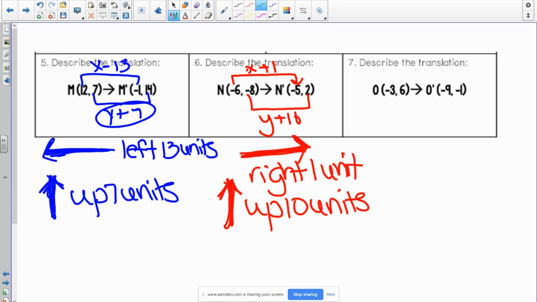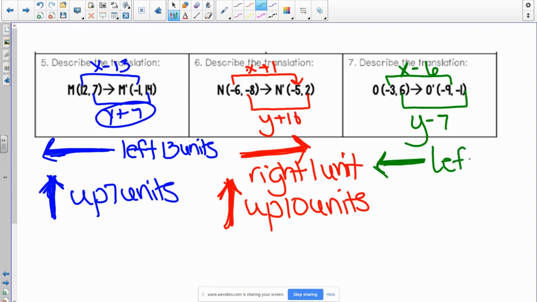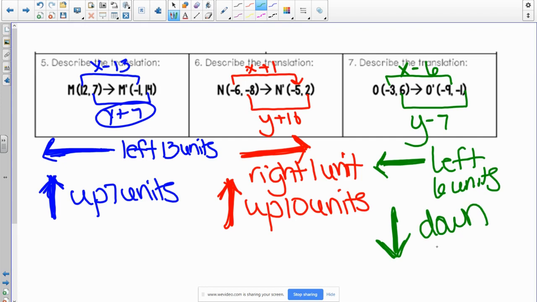And the last one of these, check it one more time, look at the x. If we're at 3, we go down to get to -9. So the x values are going down, which means subtraction, and that is by 6. The y values, 6 to -1 is also going down, and that's by 7. So think again. X-axis goes this way, but if we're subtracting, that is to the left. So left 6 units. And then the y, remember, is going this way, but we're going down because it's subtracting. So we're going down 7 units.